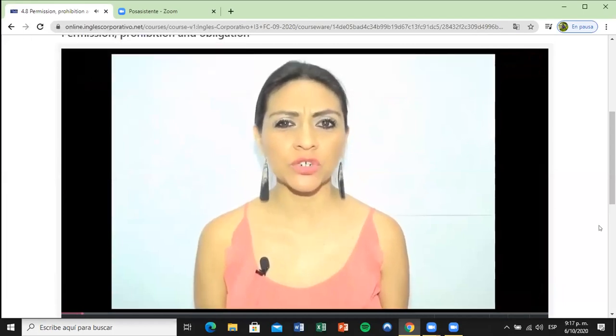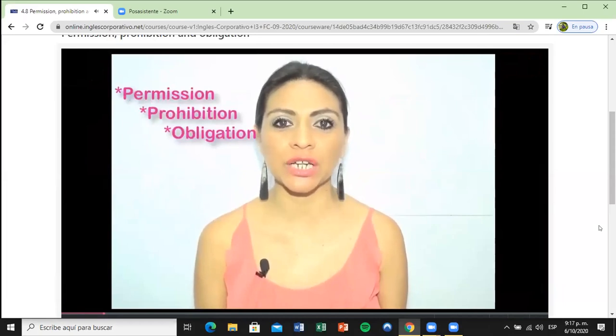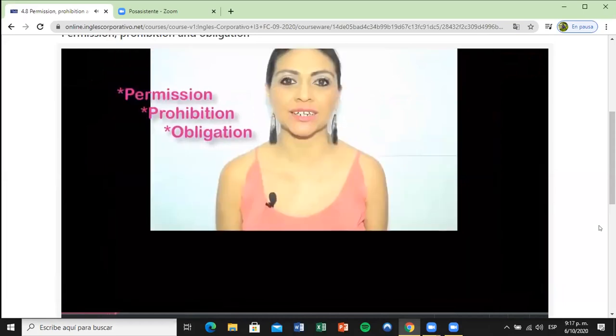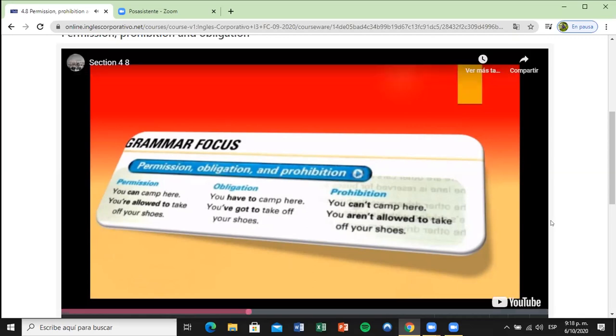Are you allowed to drink and drive? This time we'll talk about permission, prohibition, and obligation. So stay around for the explanation. Permission, obligation, and prohibition. Permission. You can camp here. You're allowed to take off your shoes. Obligation. You have to camp here. You've got to take off your shoes. Prohibition. You can't camp here. You aren't allowed to take off your shoes.